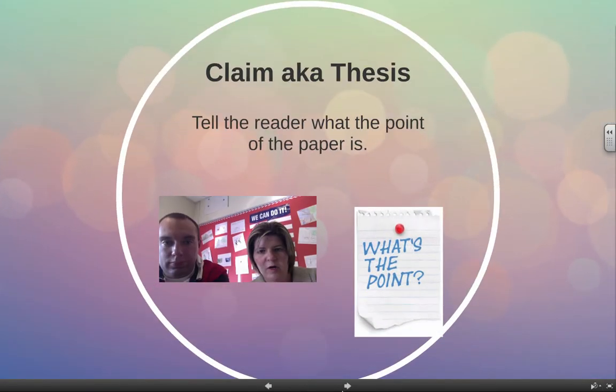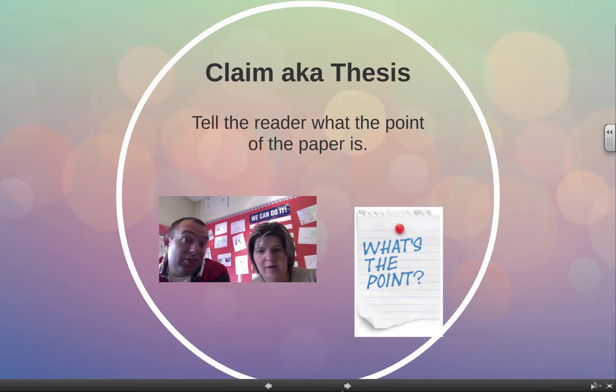It's the second part of your introduction. The first part is your hook, where you're grabbing the reader's attention. Now you're writing your thesis statement. The thesis statement or claim is a fancy way of saying, what's the point? In one sentence, you tell your audience what the point of this writing is.